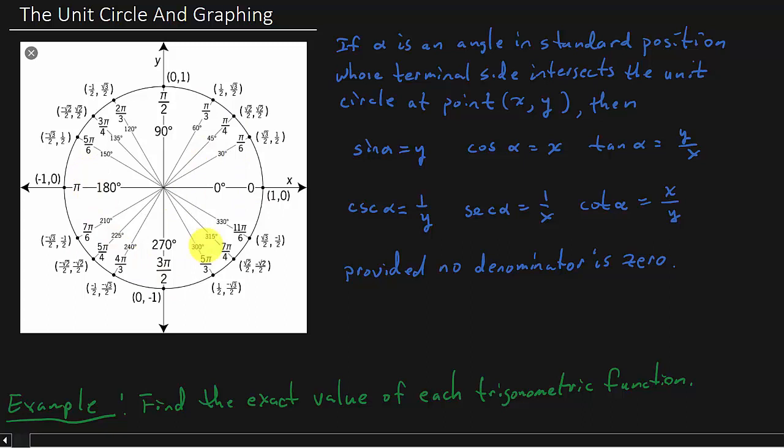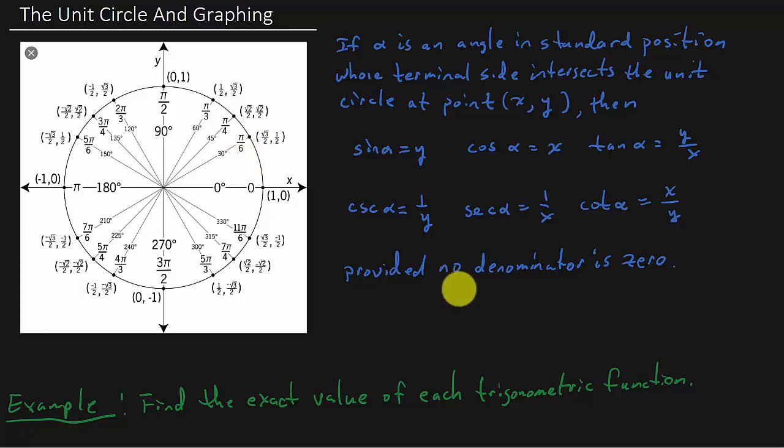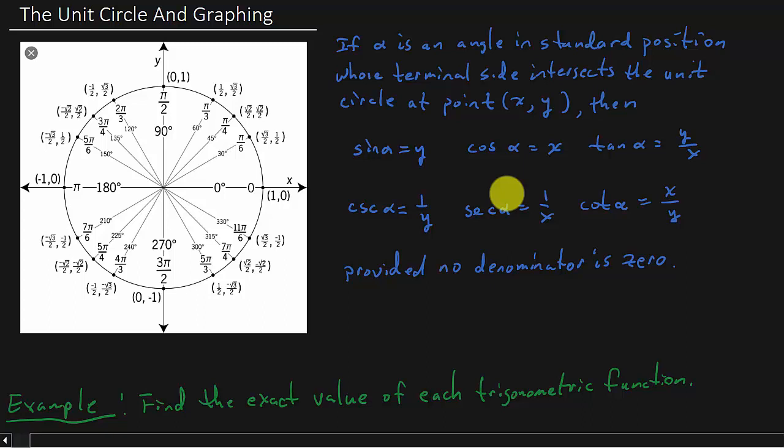But what happens when you don't have these angles? Well, you have to use reference angles. And to me, it's more important that you understand how to do reference angles rather than learn this unit circle. Because if you can do reference angles, that works for everything. The unit circle doesn't. But I've got some examples here where we're going to find the exact value.